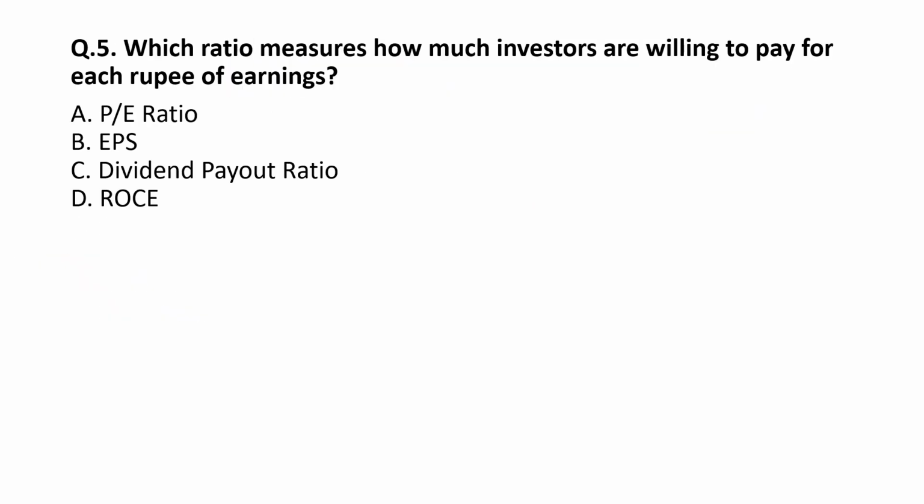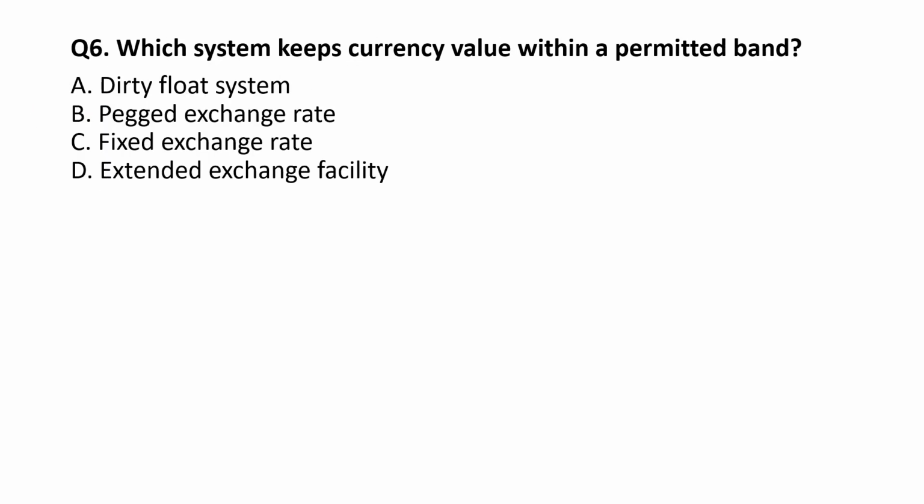Next question हमारे पास एक simple MCQ है. Which ratio measures how much investors are willing to pay for each rupee of earnings? Options हैं price earning ratio, EPS, dividend payout ratio or ROCE. Correct answer is option A, that is price earning ratio. Very important question, which system keeps currency value within a permitted band? Options, dirty float system, pegged exchange rate, fixed exchange rate or extended exchange facility. Correct answer is dirty float system.